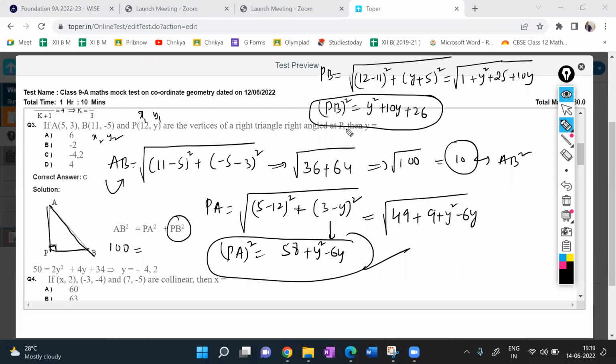No doubt, sir. Very simple. I didn't do anything; I used the same formula. I just found out AB, PA and PB. That's it. Clear? Understood, sir.